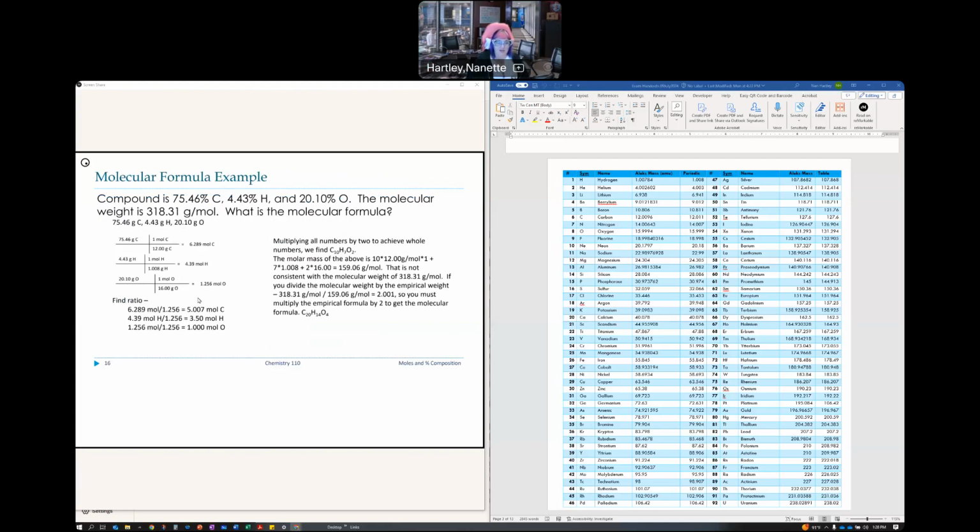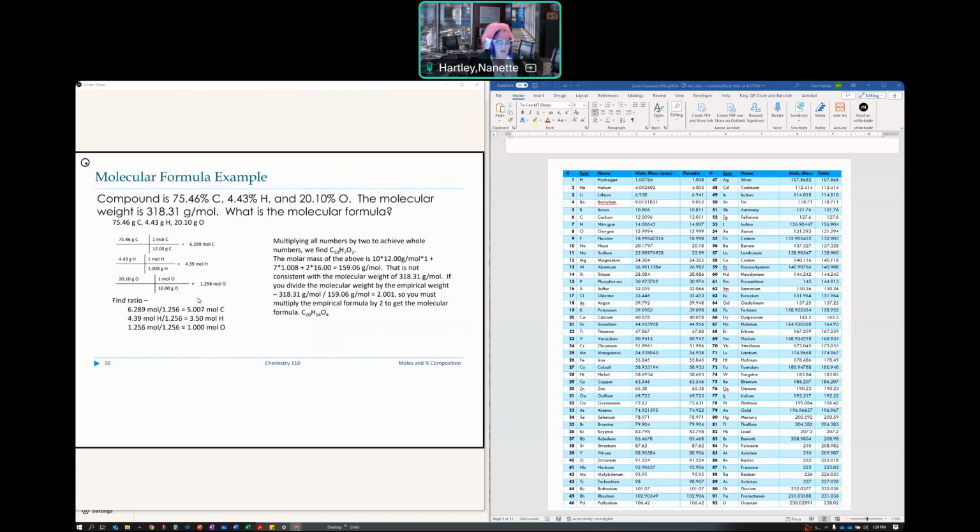You have a compound that's 75.46% carbon, 4.43% hydrogen, and 20.10% oxygen. Molecular weight is 318.31 grams per mole. What's the molecular formula? We again make an assumption that we have 75.46 grams of carbon, 4.43 grams of hydrogen, and 20.10 grams of oxygen, and convert that to moles.